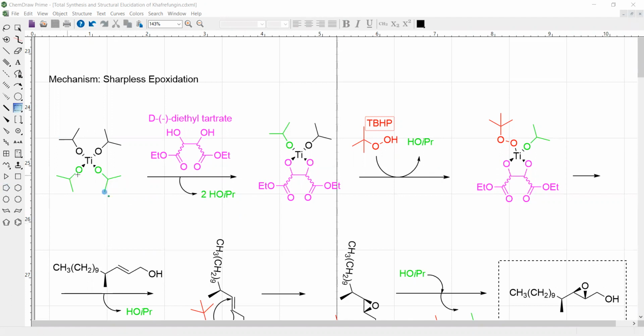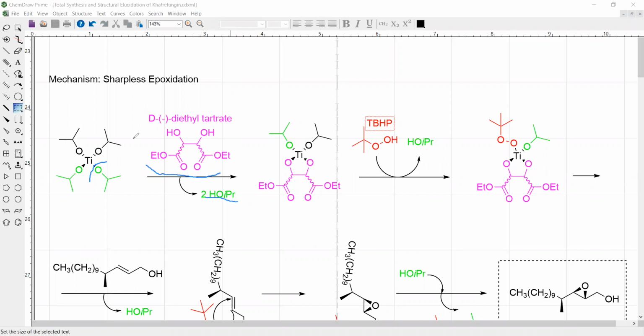I highlighted in green the two groups that we lose first. So you can see right here, when we lose this, I can notate it as this isopropyl alcohol group, and it keeps things straightforward and simple, so you can follow along where everything is going. I left the stereochemistry out of the diethyl tartrate just to make it more simple, because it might be beyond the scope of undergraduate organic chemistry courses.